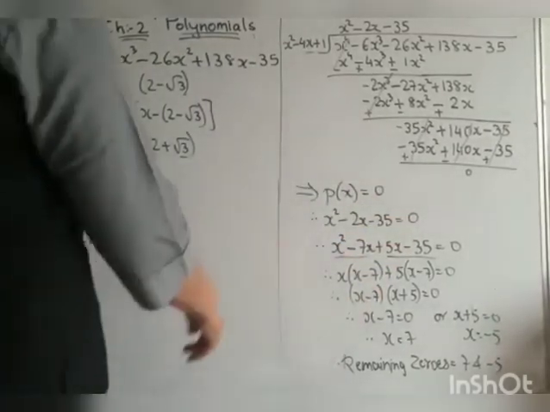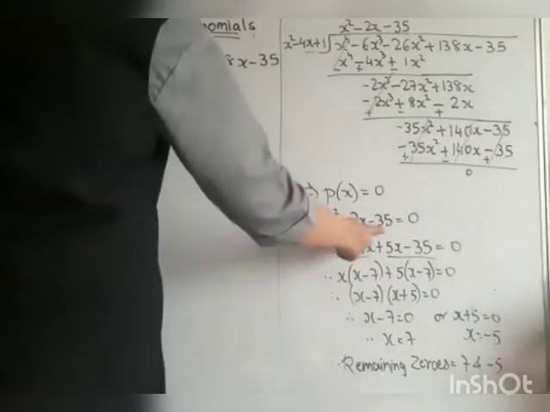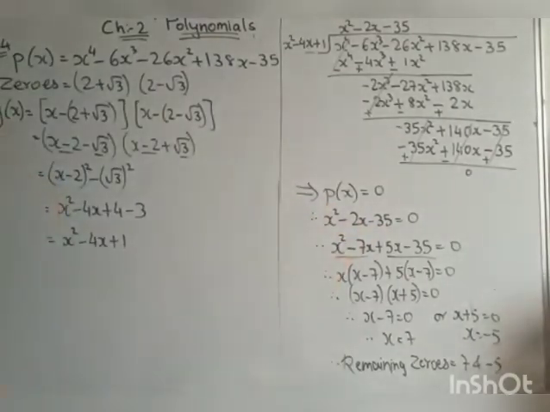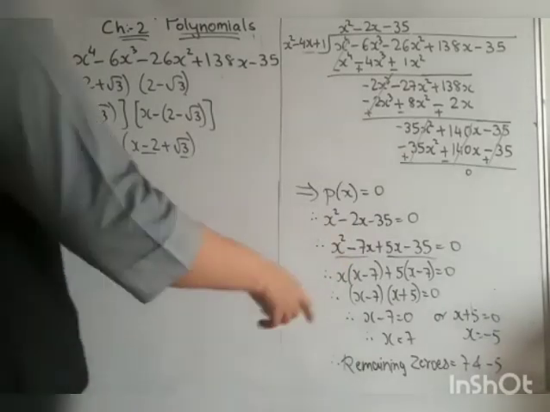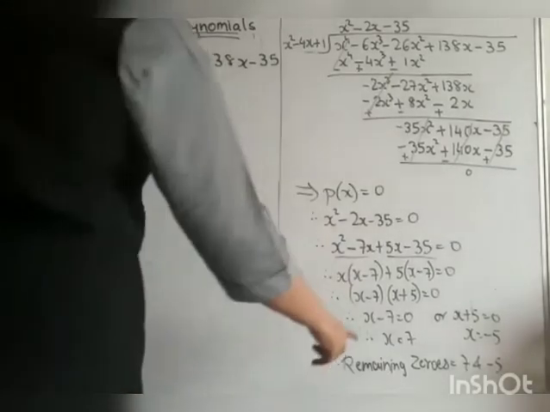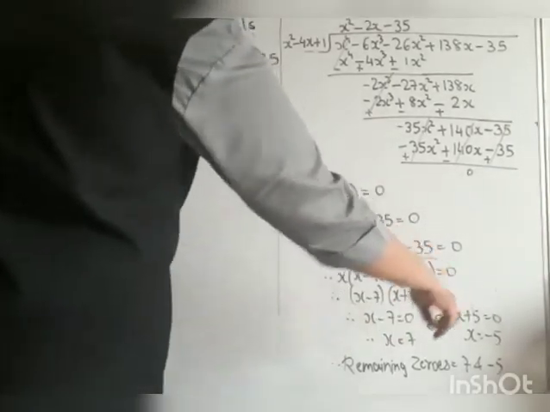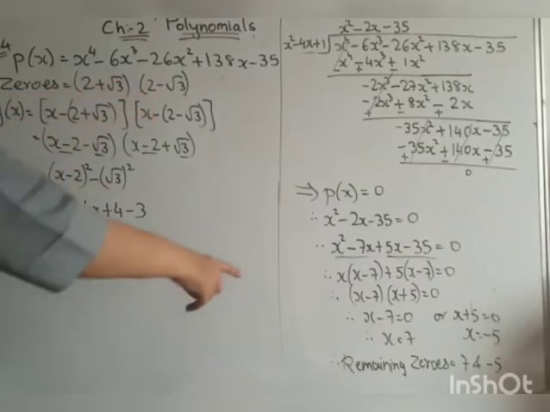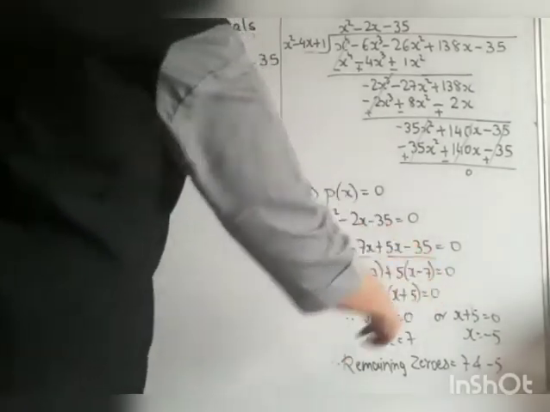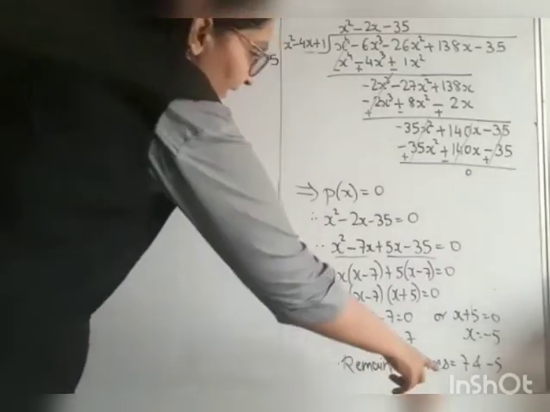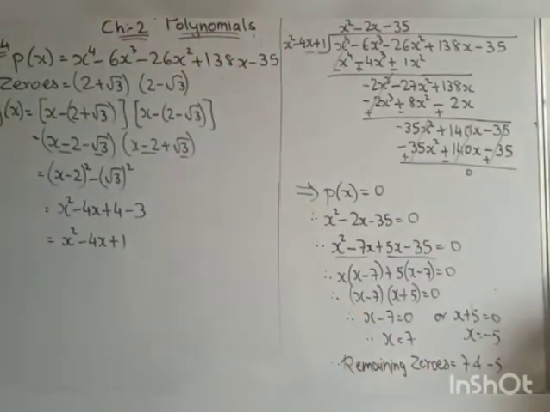Now, by performing the splitting method, we know the factors of 35 such that we can get the answer 2. 7 fives are 35, okay, and 7 minus 5 is 2. So by applying the splitting method, what you will get, x equals 7 and x equals minus 5. So children, 2 zeros are already given and the remaining zeros, this 7 and minus 5, are the remaining zeros. Therefore, the remaining zeros are 7 and minus 5.